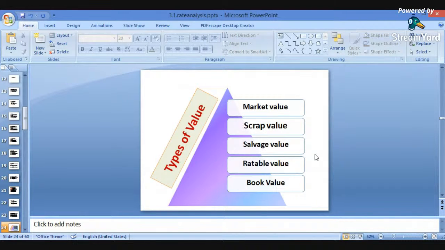Again, what is value? We have already discussed the definition of value. What are the different types of values considered in valuations? Number one is the market value. Next is the scrap value, salvage value, retail value, and book value. All these values are important, so we will discuss in short the different types of values that are taken care of.